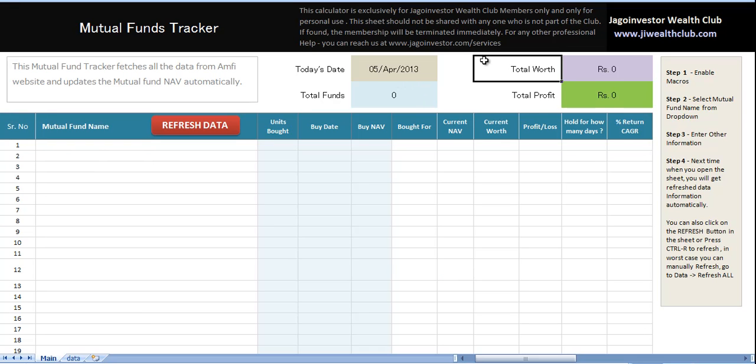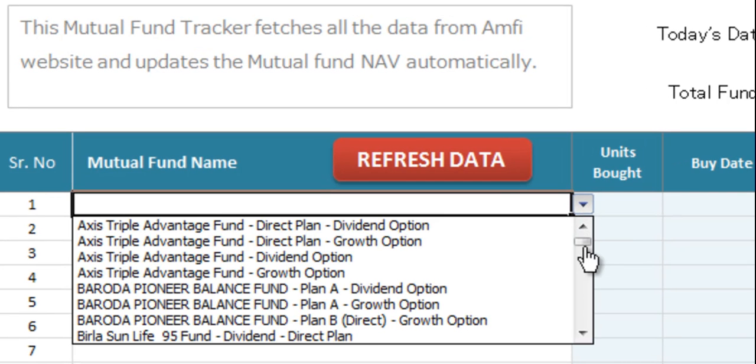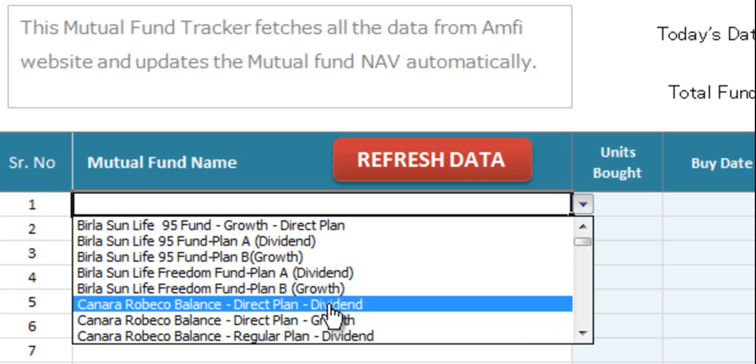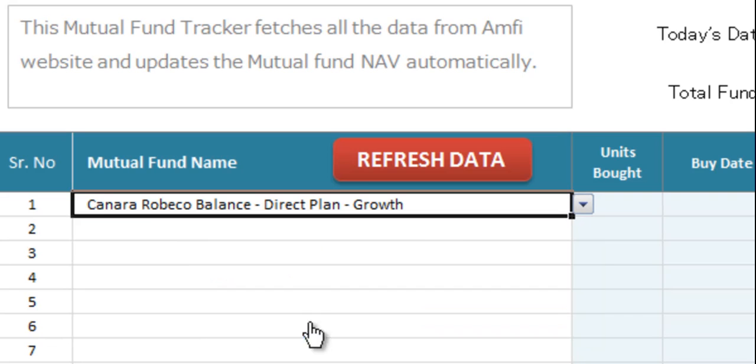So this is an Excel where you can track your mutual fund's worth. What is the total worth of your mutual fund? All you need to do is choose all your mutual funds out of this list. So let's say you have invested in Canara Robeco balance fund. So you just click that. So let's say I have invested into Canara Robeco balance direct plan and growth option.